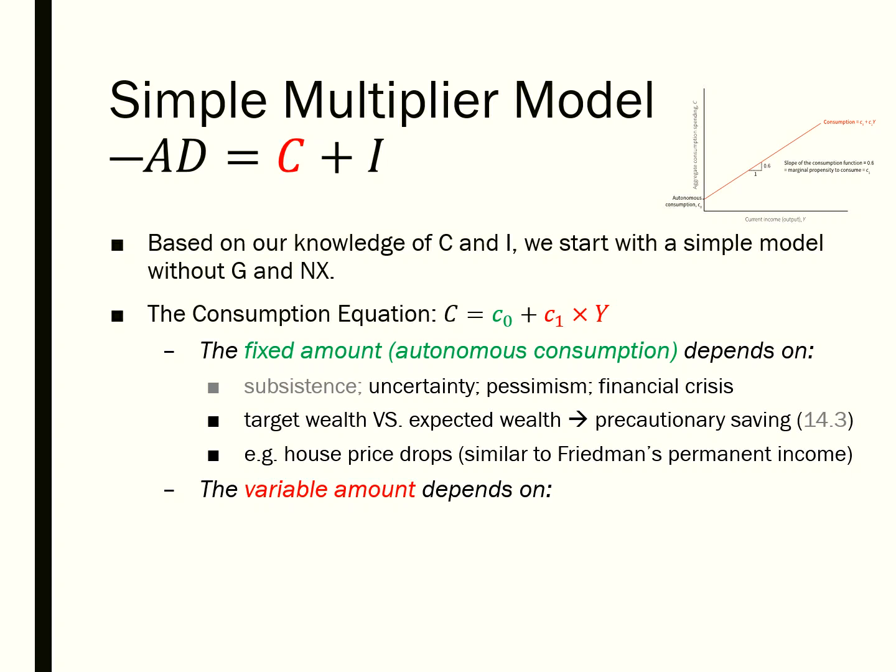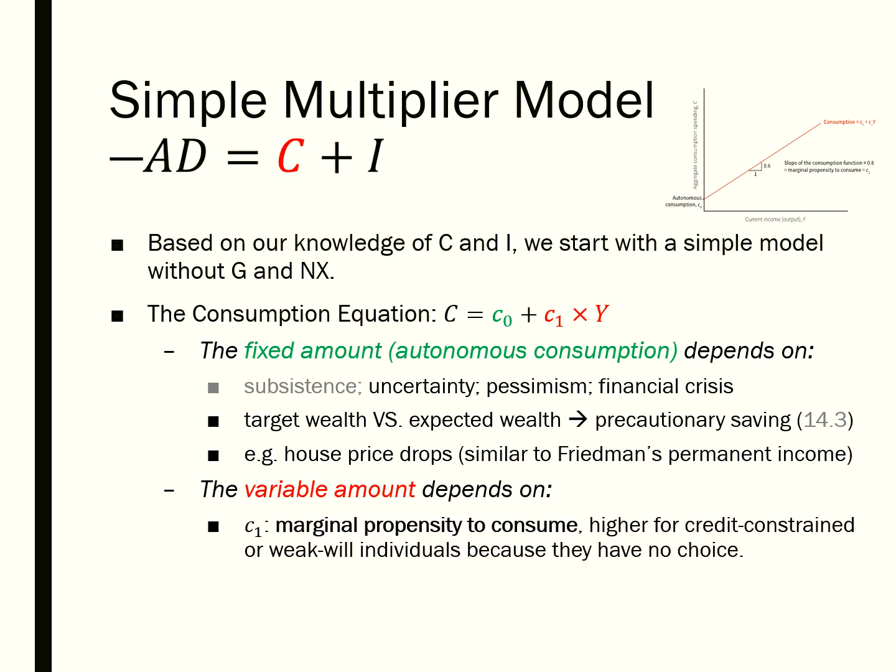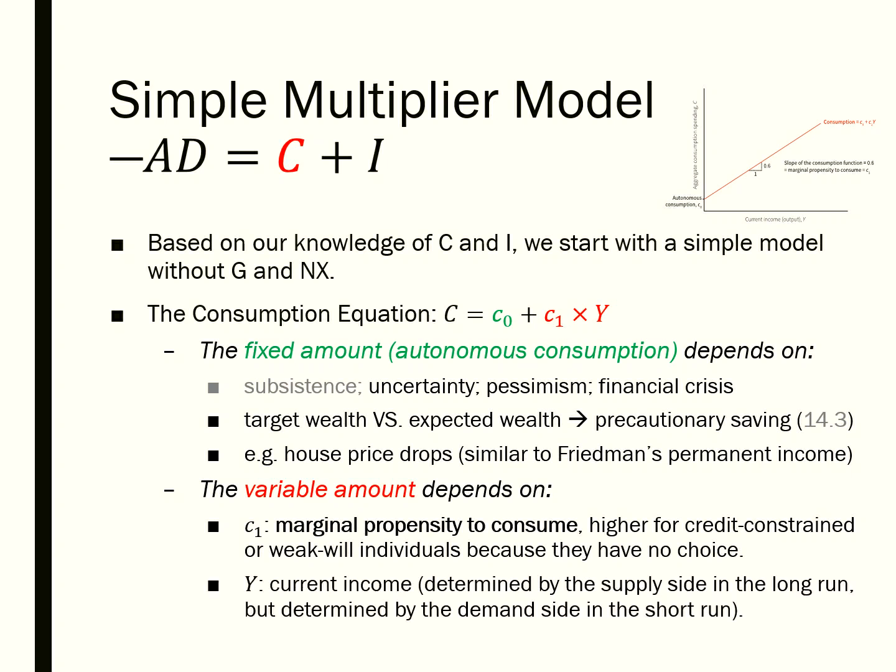The second part is the variable amount, which depends on two things. The term C1 is called marginal propensity to consume. It describes the proportion of your income you would like to spend on consumption. People with credit constraint or weak will usually have a higher C1 because you cannot or will not consume less. The term Y is the current income, to which C1 is multiplied.